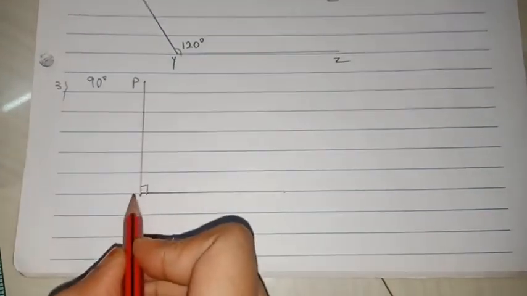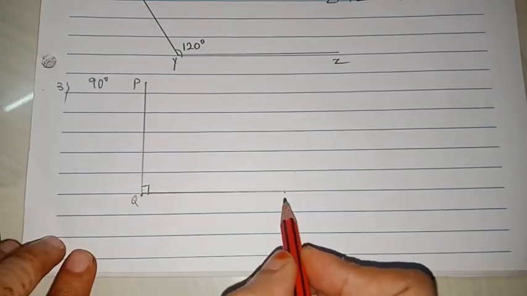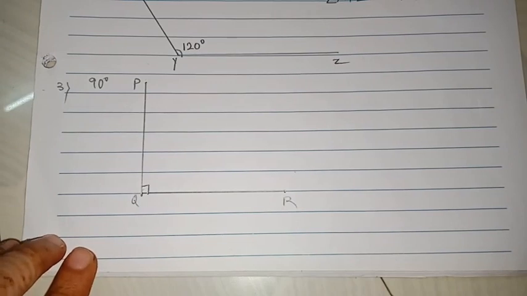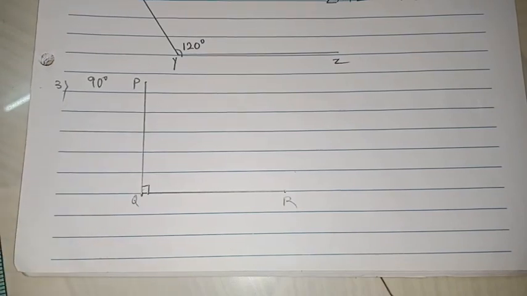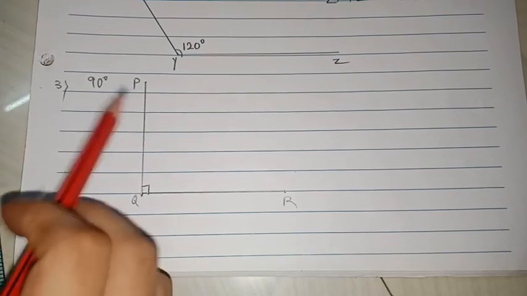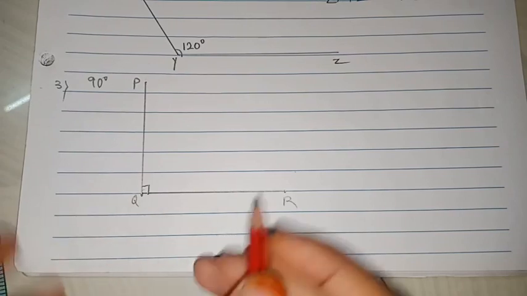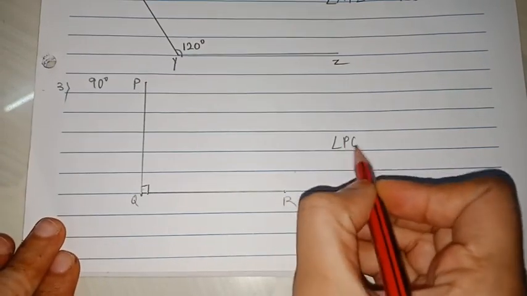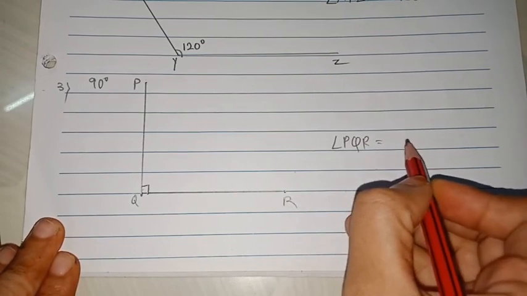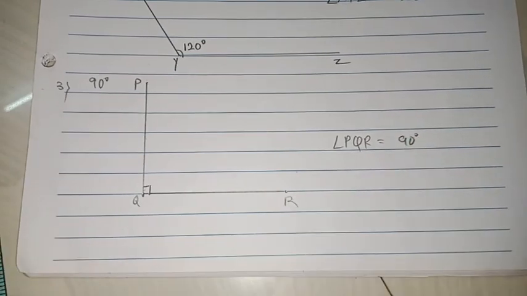P, Q, R. Done. You can use any variable, you can use any letters. I am using here P, Q, R. So angle PQR is equal to 90 degree.